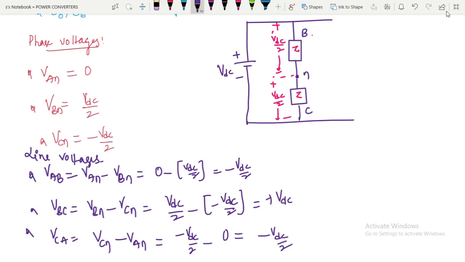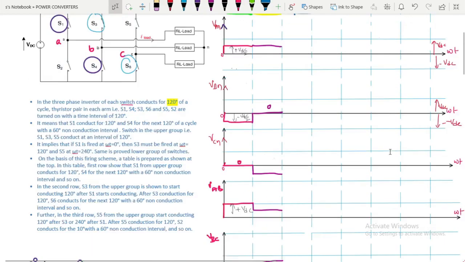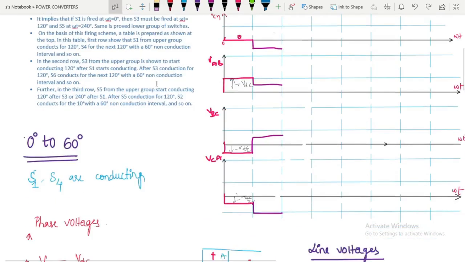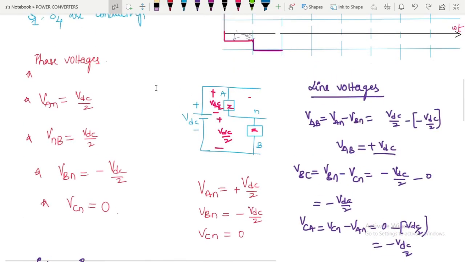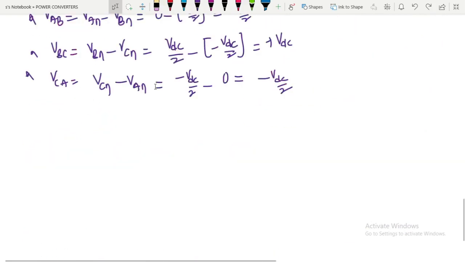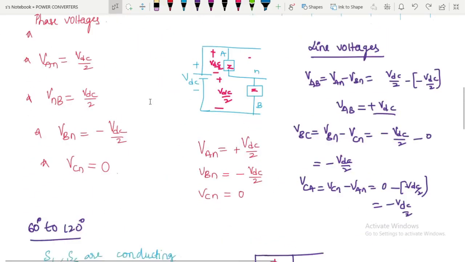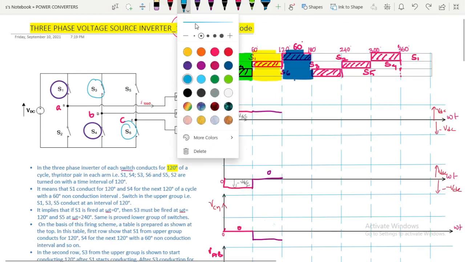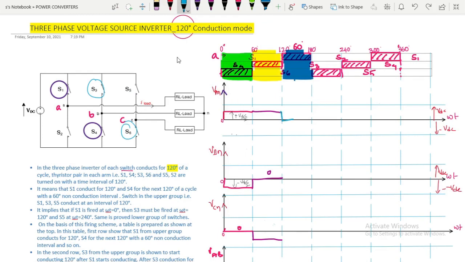Okay, so let us draw the waveforms here. Phase voltage plus VDC by 2. VAN is 0, right? So VAN is 0, VBN is plus VDC by 2 and VCN is minus VDC by 2. So here VAN is 0 for this time period, 120 to 180 degrees, and VBN is plus VDC by 2, VCN is minus VDC by 2, right?